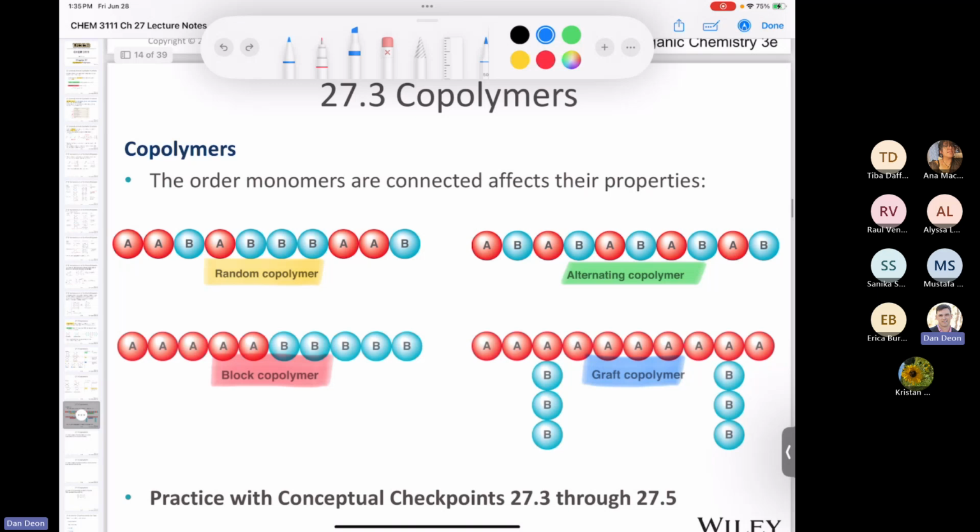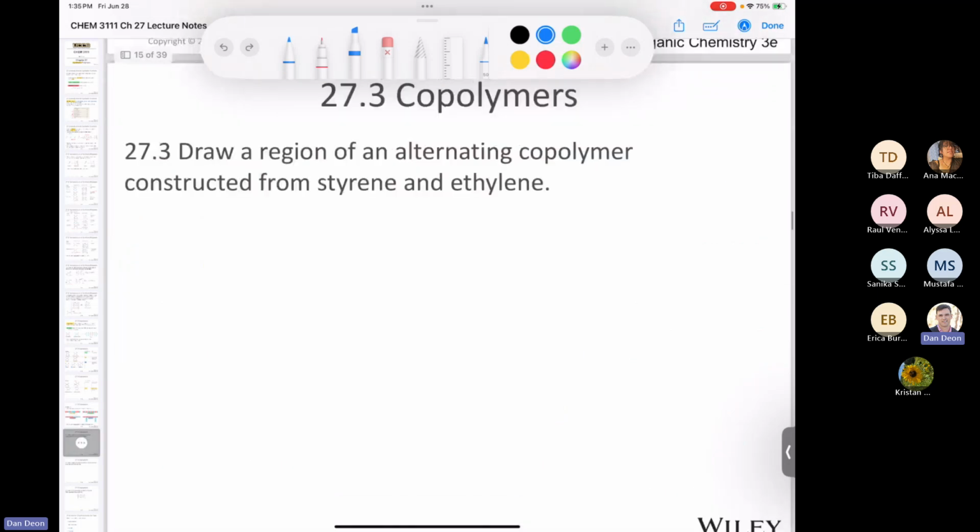In terms of a copolymer question, the kind of thing you would be expected to know, it says, draw a region of an alternating copolymer that's made from ethylene and styrene. So you guys all know what the structure of styrene is. If I just pencil it in here quickly, this is styrene, and then this is ethylene. If I put the two together, I'm going to get some kind of alternating copolymer. Maybe I'll color code it. And I'm sure you guys don't need my help with this.